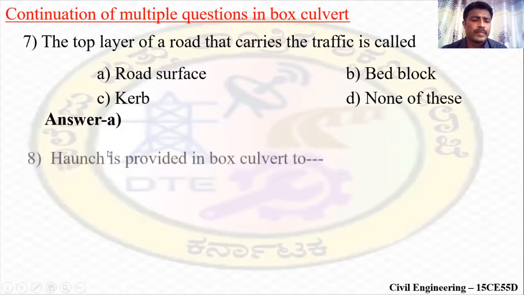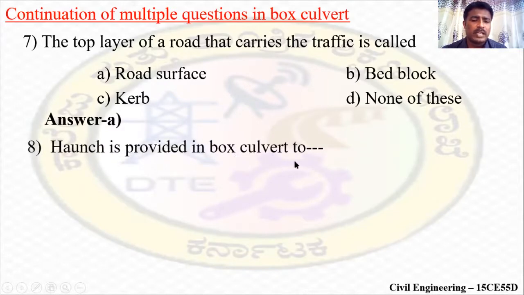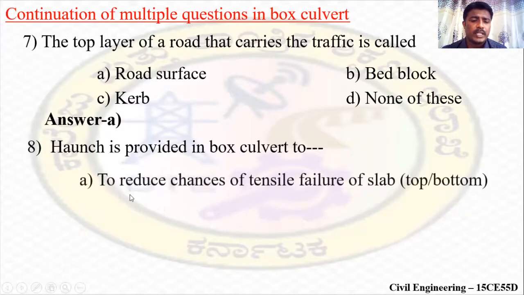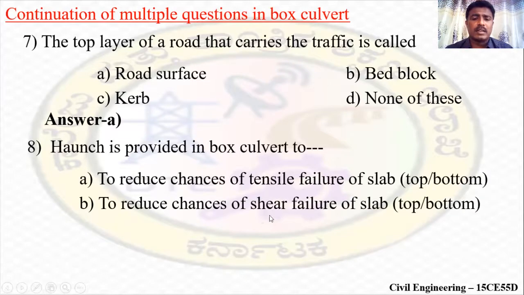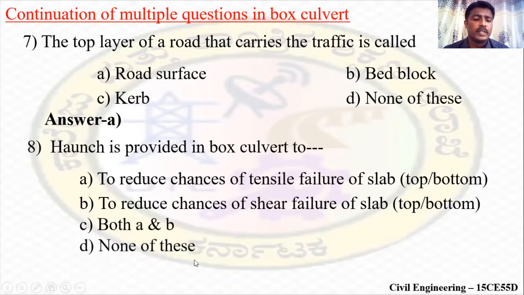So next question, haunch is provided in a box culvert to dash. Option A, to reduce chances of tensile failure of slab both top and bottom. Option B, to reduce chances of shear failure of slab top and bottom. Option C, both A and B. Option D, none of these. Answer is option B. So haunches are provided in a box culvert to reduce chances of shear failure in a slab, both the top and bottom slab.